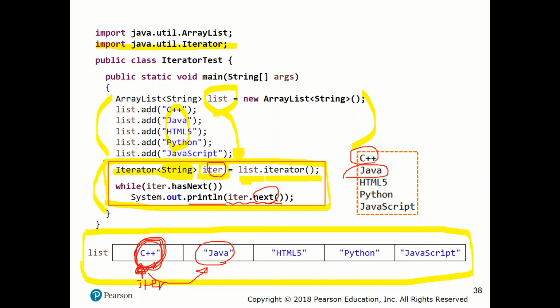Once you have an iterator like this, then you only need to use hasNext and next. Then automatically it will get the next element like this. Okay, so this is pretty easy. This is pretty easy way to go through all of the ArrayList. So from now on, I suggest that you use an iterator rather than a for loop.